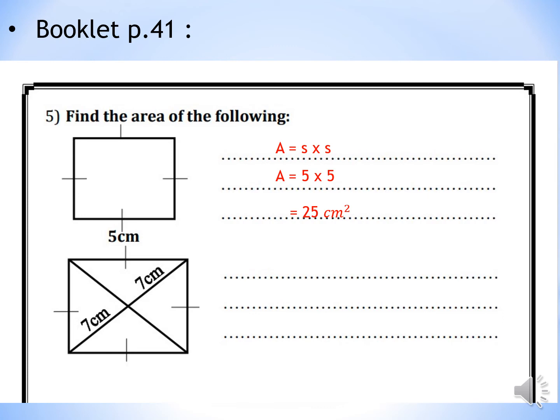In the second shape, he gives me the diagonal length. So I will use the rule of the diagonal. The area equals half times diagonal times diagonal. Here the diagonal length is not only 7, it's 7 plus 7, as the diagonals of the square bisect each other. So the diagonal will be equal to 14 centimeters. So the area will be half times 14 times 14, which equals 98 centimeters squared.